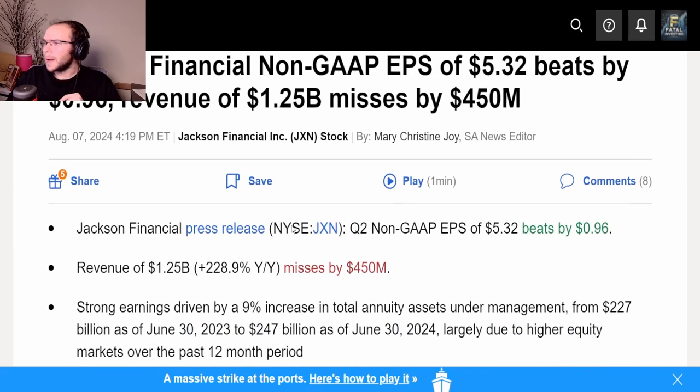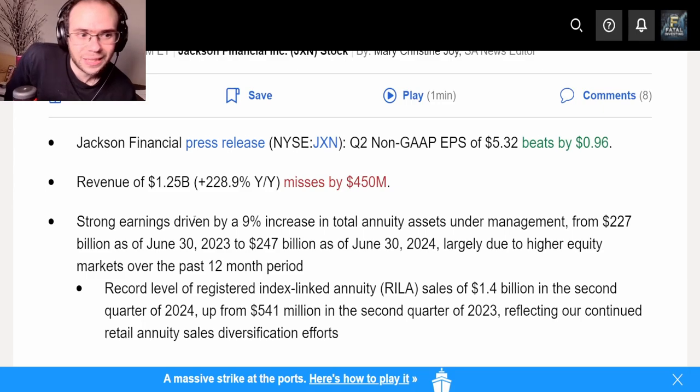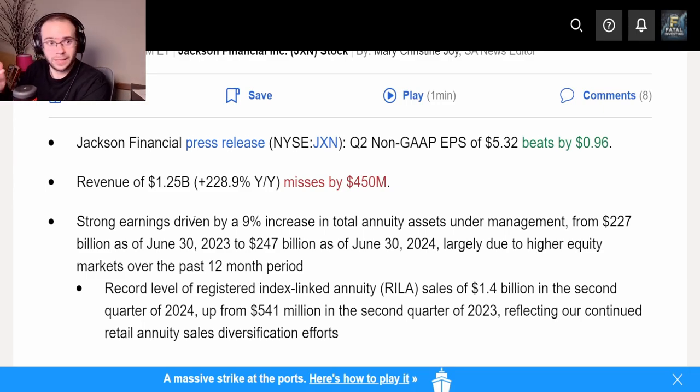Because, well, guys, the revenue of this $1.25 billion is up 228.9% year over year. So even though it is down $450 million from the expectation, on the year over year one, I don't care if this is down a billion. This is still a lot, guys. This is still a lot from the previous year. I don't really care if it doesn't meet analyst estimates. I'm just happy that it's in the positive year over year, and that is a massive positive number.